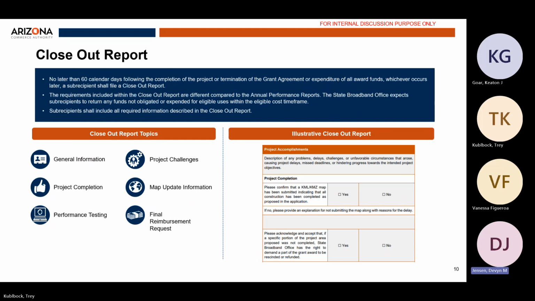In this case, the form includes general information, project challenges, project completion, map updates, performance testing, and final reimbursement, where the subrecipients will be required to return any funds not obligated or expended for eligible uses within the eligible cost timeframe. Subrecipients shall include all required information described in the closeout report, and note, this report should be set up as tasks in the eCivis that subrecipients will be required to meet and submit.